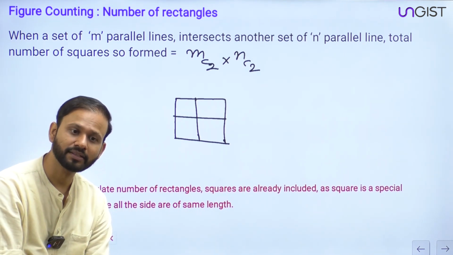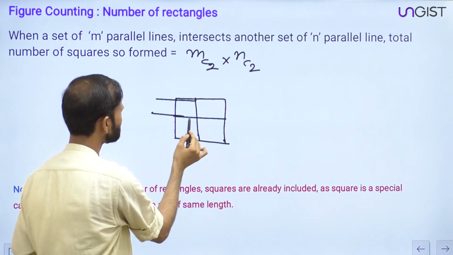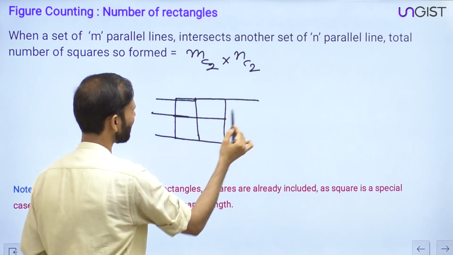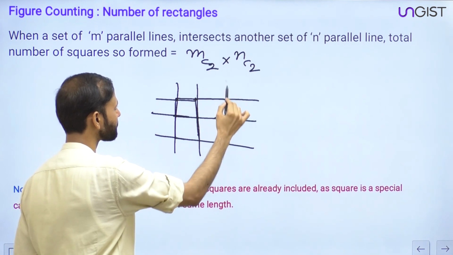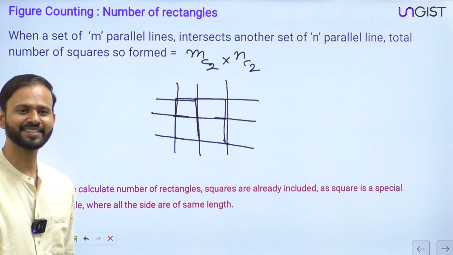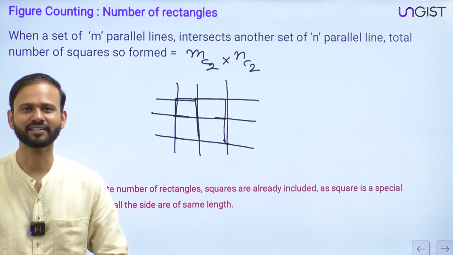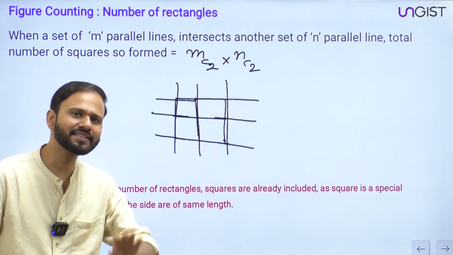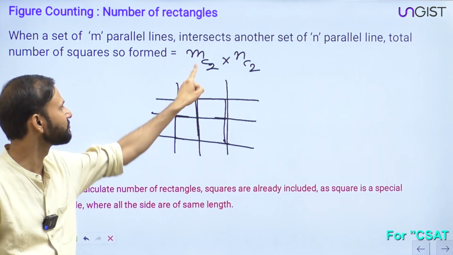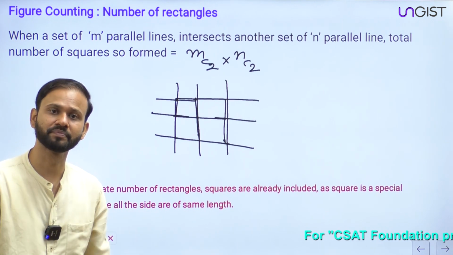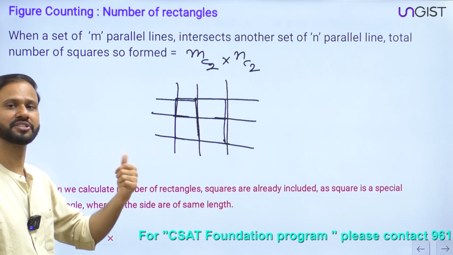See, everyone, this is 1, 2, 3. So 3 parallel lines are intersecting 3 parallel lines over here, right? So if 3 parallel lines are intersecting 3 parallel lines, then the total number of rectangles so formed will be, according to this formula, 3C2 into 3C2, right?